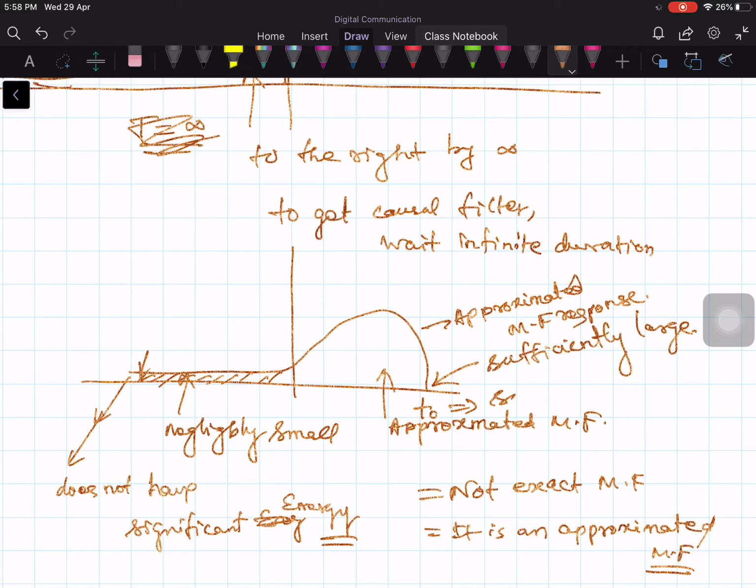In the next lecture we will use this matched filter theory in designing demodulators for the different kinds of modulation schemes that we have considered earlier.